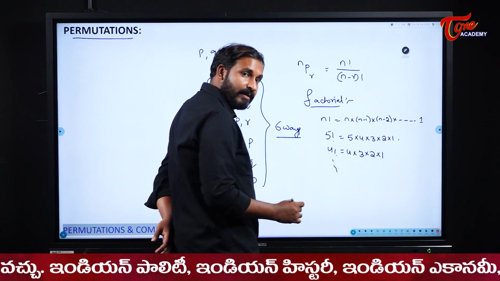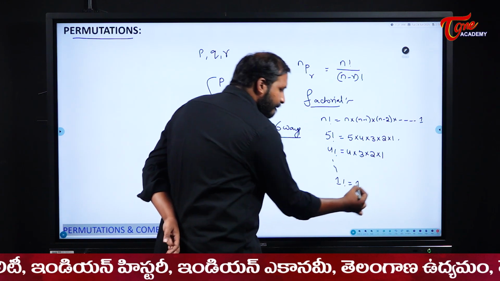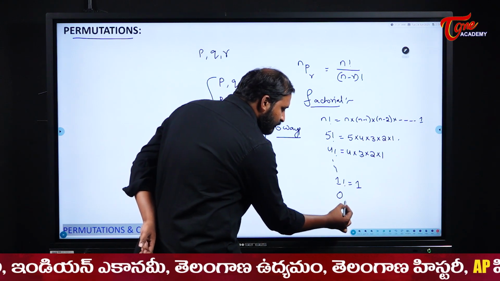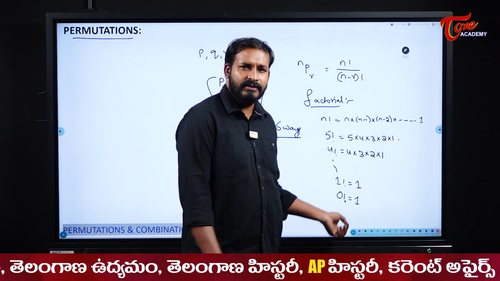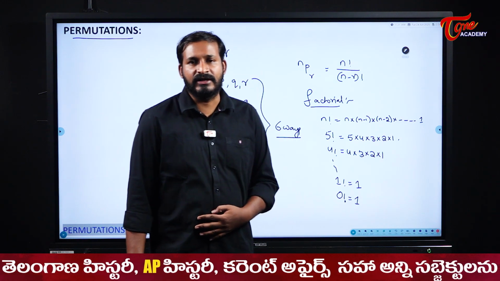And remember carefully, students, 1 factorial is 1. Similarly, 0 factorial is also 1. There is a huge story behind that, but we don't require all the proofs. Just remember that 0 factorial is 1.